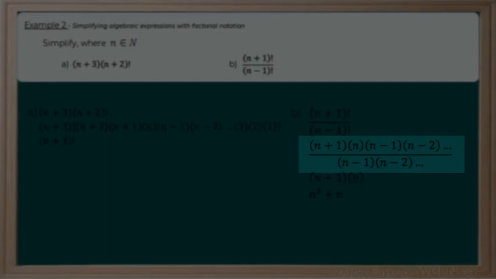Now, if I look here, I can start to cancel some of these factors out. So I can cancel out n minus 1, n minus 2 factorial, and so on and so forth with the two factors on the denominator. So my simplified expression is going to be n plus 1 multiplied by n, and if I just multiply those together, my final expression would be n squared plus n.